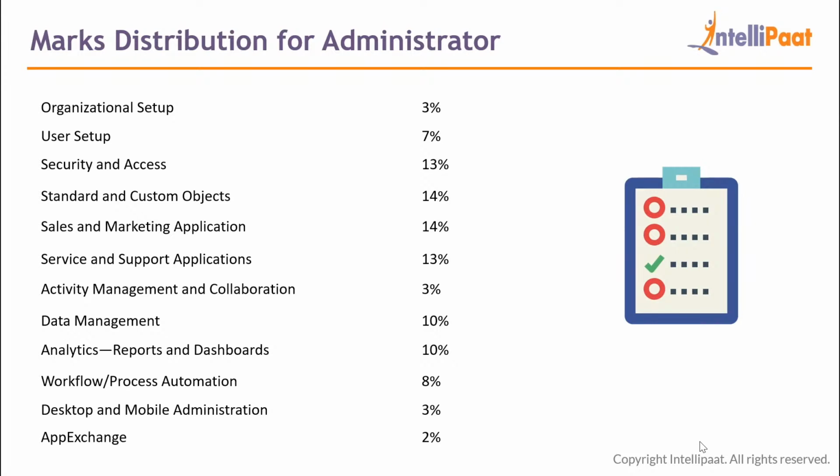Then comes sales and marketing application. Again it has 14% of weightage. So this is one of the most important aspects for any organization, that is sales and marketing. Then comes service and support applications, that again contains 13%. Then comes activity management and collaboration, which is second least, that is 3%.